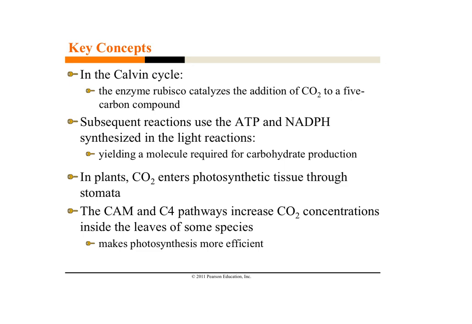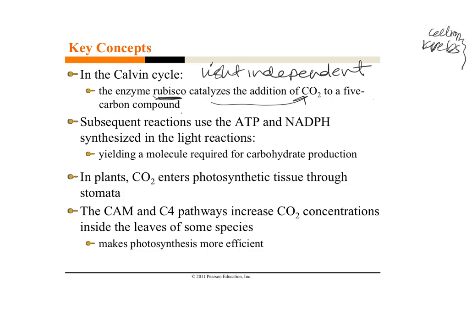The Calvin cycle is light independent because we don't need light for it. It doesn't happen to happen in the dark, but we don't need light for it. Remember Rubisco, that big enzyme, catalyzes addition of CO2 to a 5-carbon compound. Send it through the Calvin cycle. Don't confuse it with the other cycle we know, the Krebs cycle, that's cell respiration. It uses the ATP and NADPH, and pops that off.